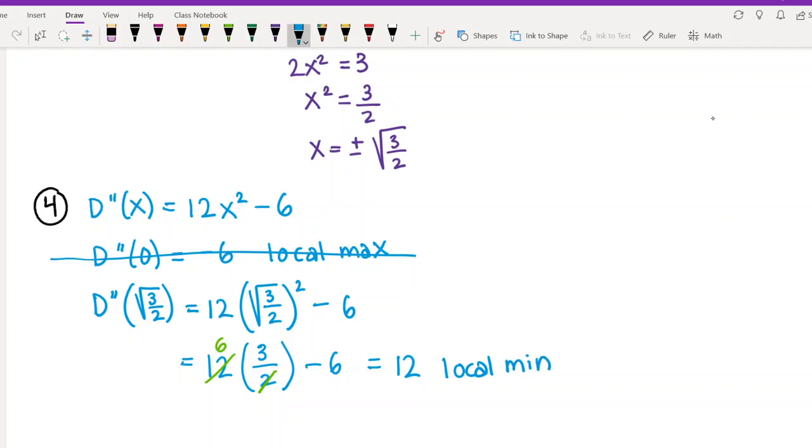And I'm not going to do it for negative square root of 3 over 2 because you'd get the exact same thing. Maybe I'll even put in the plus or minus here, right? Because you're squaring it, so the plus or minus isn't going to matter. So that tells us that that is the x value we're looking for.